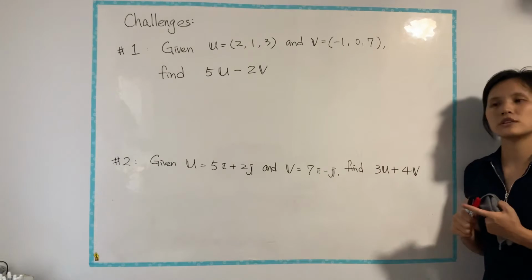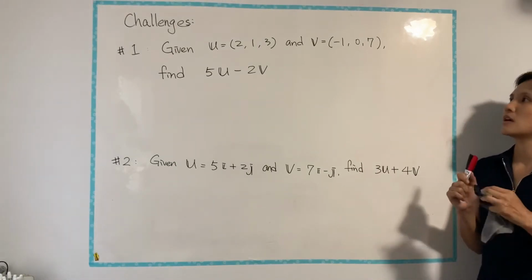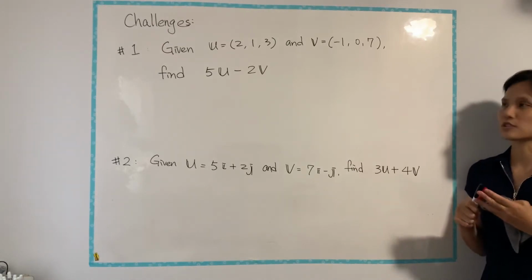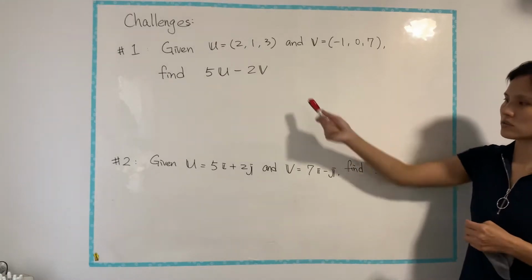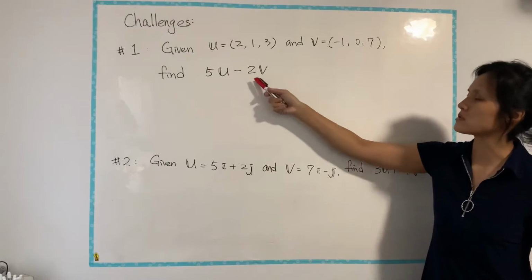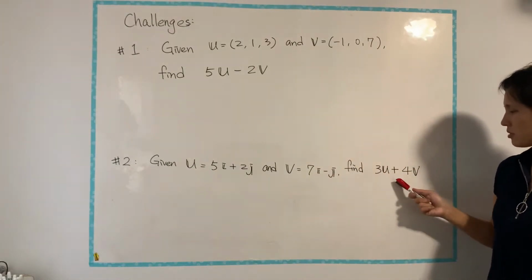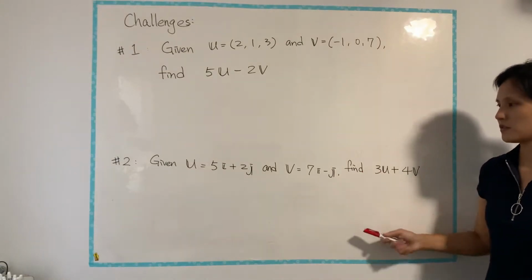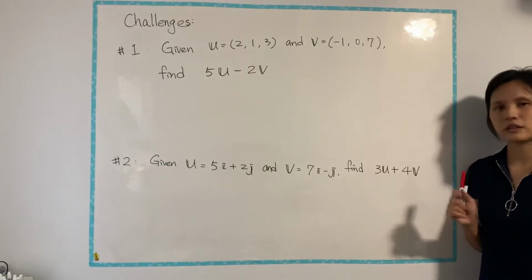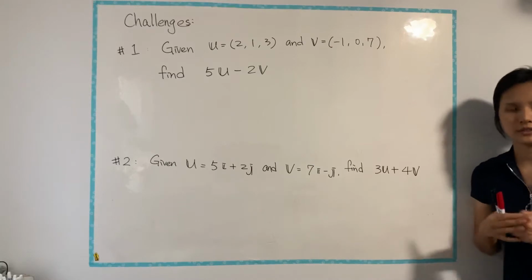By now you have learned the notation for vectors, standard unit vectors, and the basic vector operations. Here's my challenge for you. Can you solve these two problems? Find the vector 5u minus 2v in this problem, and find 3u plus 4v in this problem. Pause the video and continue watching once you finish your solution.